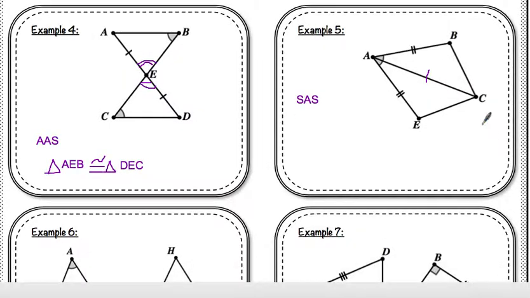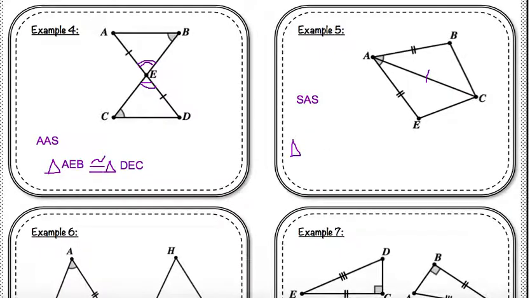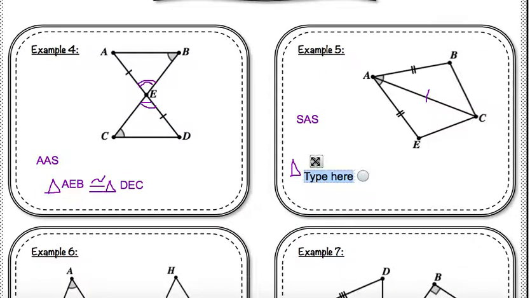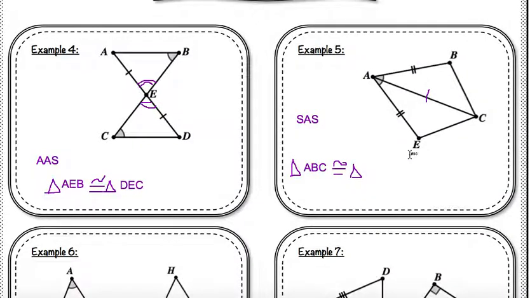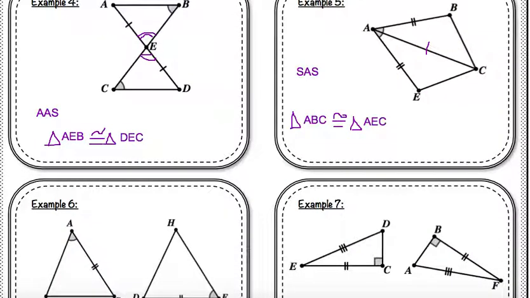Okay? And let's write a congruent statement. Triangle ABC is congruent to triangle AEC. A had 1 marking, and so does this A. B has nothing, but it's an obtuse angle, and so is E. And C is this smaller acute angle. Okay, so triangle ABC is congruent to triangle AEC.